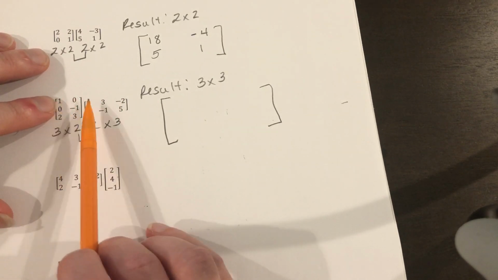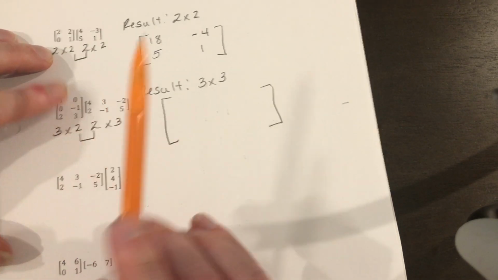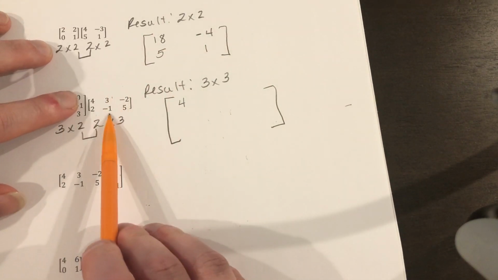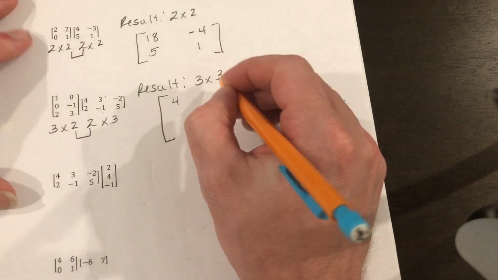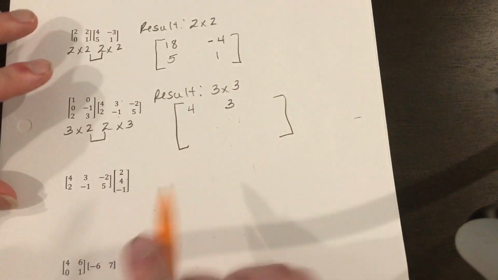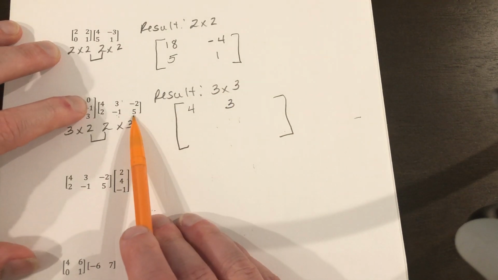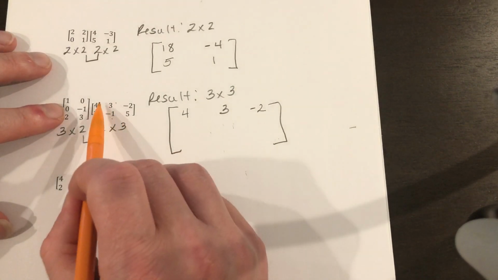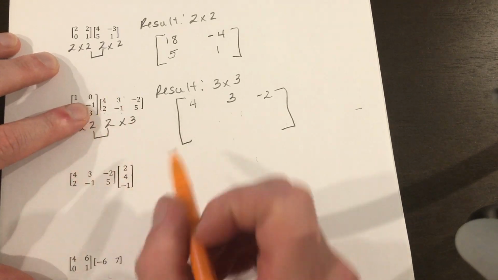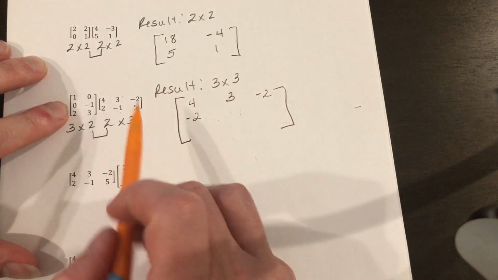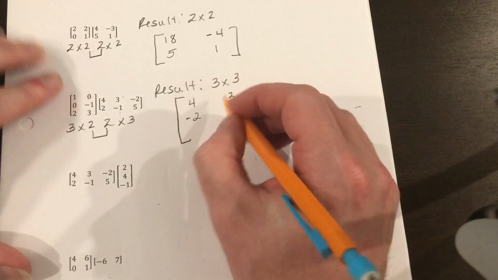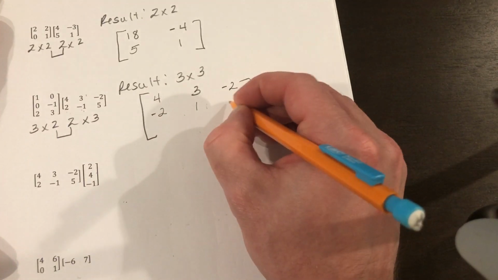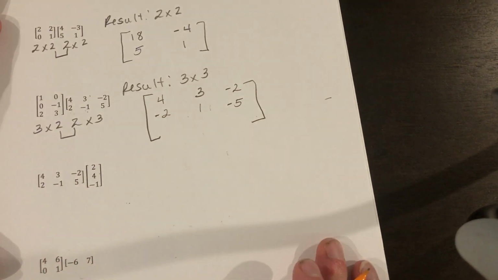So 1 times 4 is 4, plus 0 is 4. 3 plus 0 is 3. Negative 2 plus 0 is negative 2. Okay, 0 minus 2 is a negative 2. 0 plus 1 is 1. 0 minus 5 is negative 5.